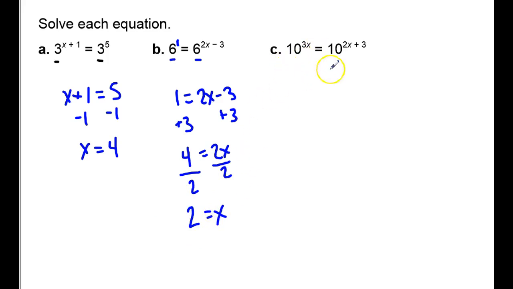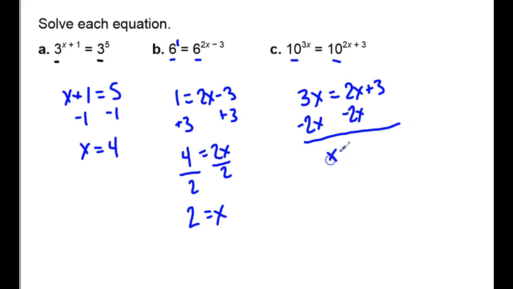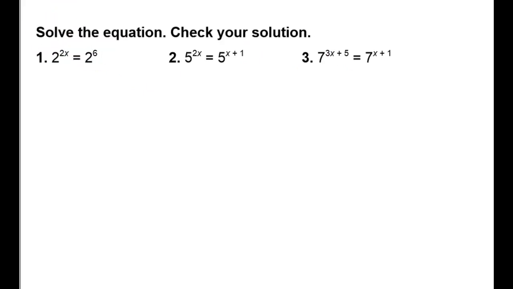So now I'm looking at example C. I see again I have the same base. My base is 10 here, so I set my exponents equal. So 3x equals 2x plus 3. Again, I want to get all my x's to one side and everything else to the other side, so I'm going to go ahead and subtract 2x from both sides. When I do that, I end up with x equals 3. So now I've gone through and I can simplify and solve for x even if my x is in the exponent. So here are a couple of practice problems, the monitoring progress, so go ahead and try these.